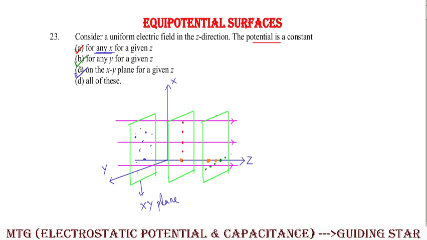So here that means all the options A, B, C are true. That means option D, it is saying all of this. That means option D will be the correct option for this one.